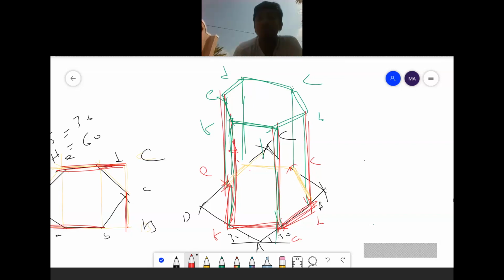This one is also visible. The top portion will be all visible, and this one is invisible. This one is also invisible. I am drawing with yellow lines. Understand? These are visible lines, these are invisible lines. When you are drawing the hexagonal prism, only the hexagonal prism will be visible. In that one, the hidden lines will be dotted lines.